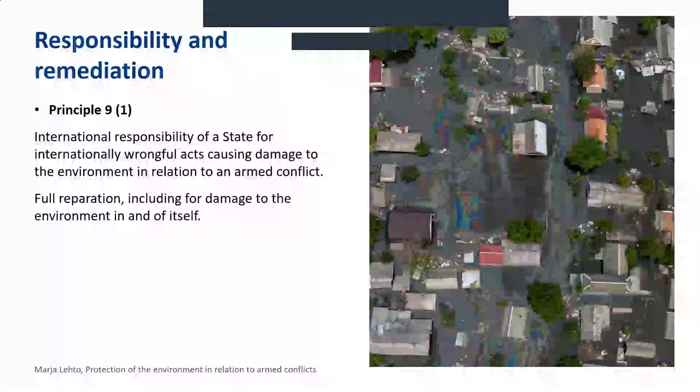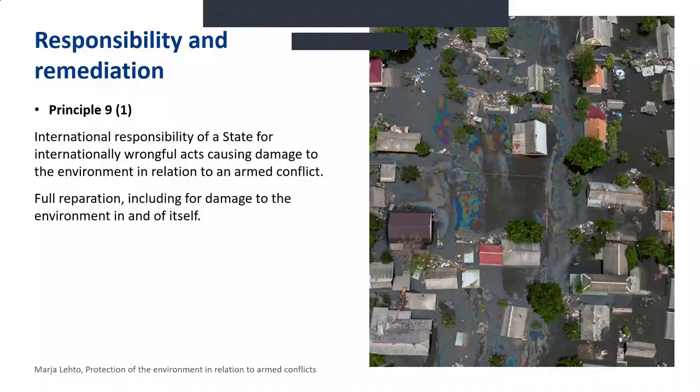The principle furthermore specifies that this is also the case for pure environmental damage in situations where people or property have not been harmed. The principle and its commentary draw on the recent jurisprudence of the International Court of Justice on all these points. The commentary also recalls the court's statements regarding the special responsibility of an aggressor state and the special responsibility of an occupying power.